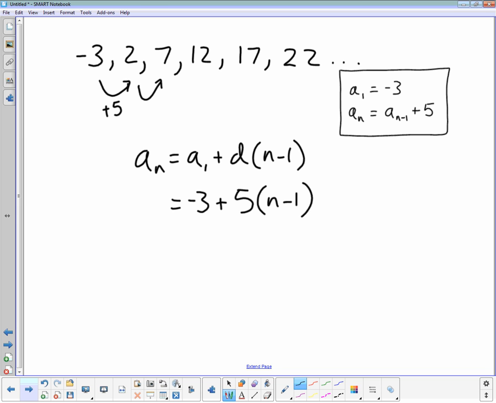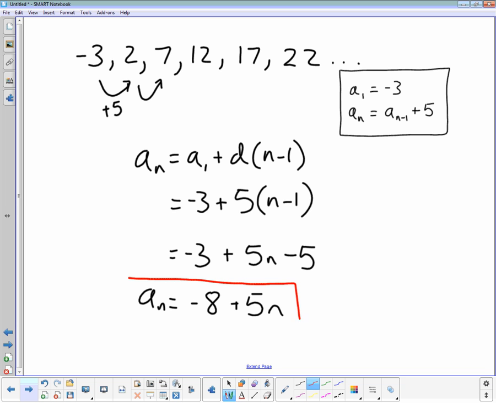If you were looking at this, please don't leave this as your answer. Go ahead and take the extra step and expand it out a little bit. And that would be your final answer if you're looking for an explicit formula.